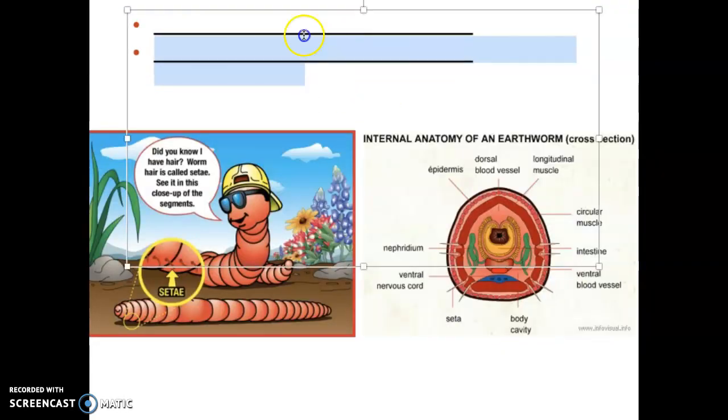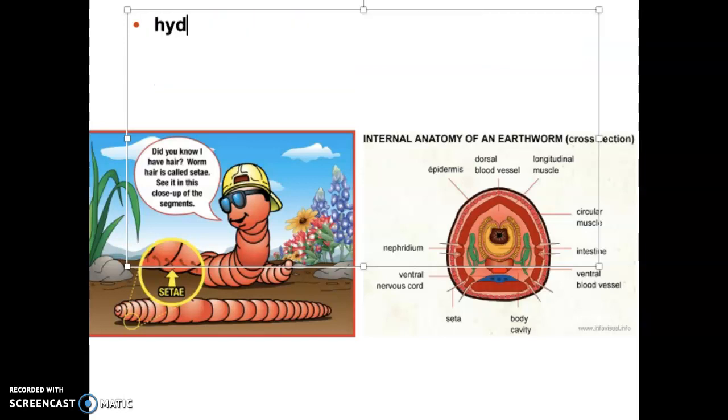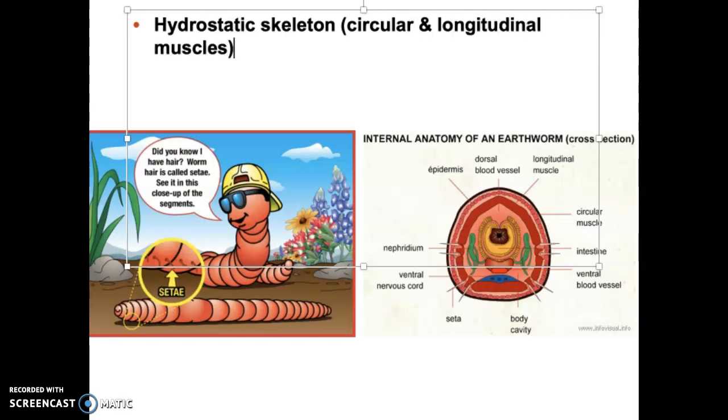Okay, another neat feature. The members of this phylum have a thing called a hydrostatic skeleton. What they'll do with this hydrostatic skeleton is use it to move. So they have circular and longitudinal muscles, and we'll talk more about this later. The muscles contract and squeeze to enable the movement of, think about a typical earthworm's movement. Right? So a very unique structure when we talk about the hydrostatic skeleton.